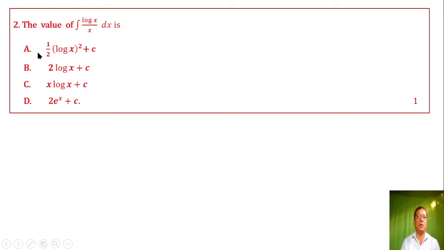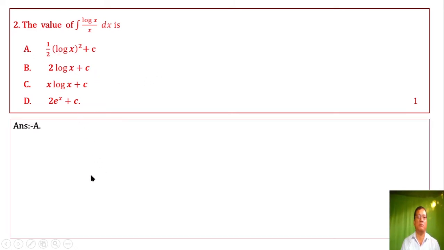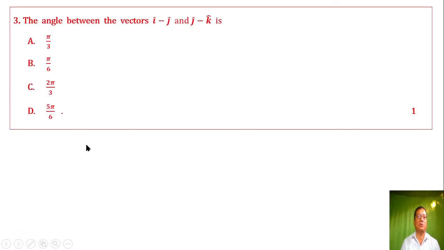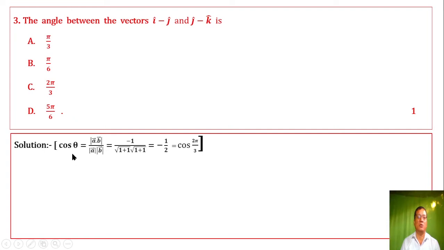For question number 2, the value of this integral is A. For question number 3, the angle between the vectors is given by cos theta. Use this formula, we have this, which is minus half, which is equal to cos of 2 pi by 3. Correct answer is C.